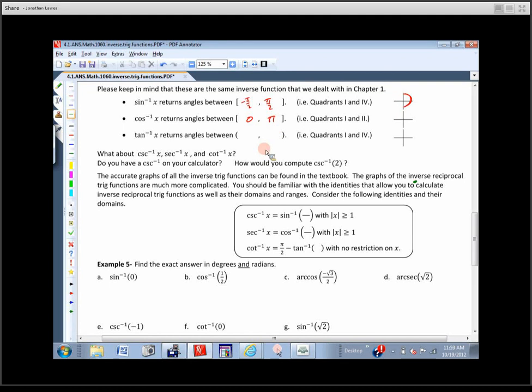0 to pi. That's why it's quadrants 1 and 2, not quadrants 1 and 4, like it is for sine inverse. And do you remember what it was for, I mean, we've drawn these pictures before. For tangent inverse, it was the same as sine inverse, so that's going to be negative pi halves to pi halves. The big difference is we can't include the endpoint, because the tangent ratio doesn't exist there.